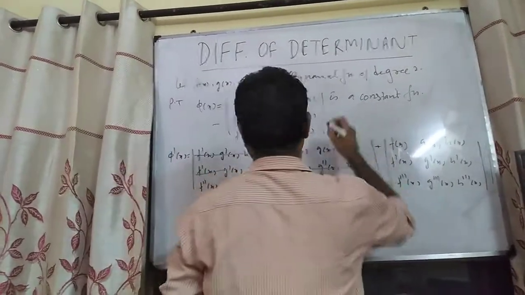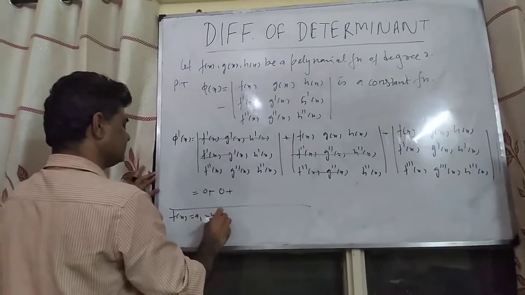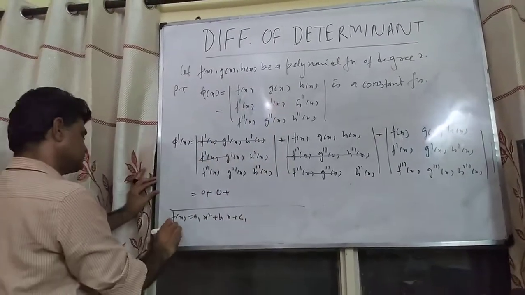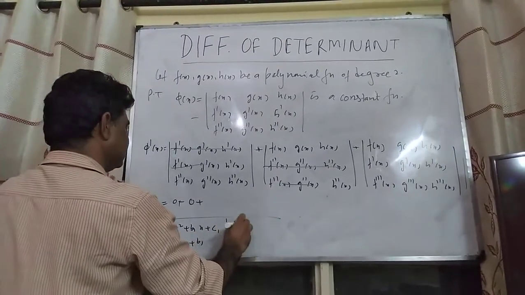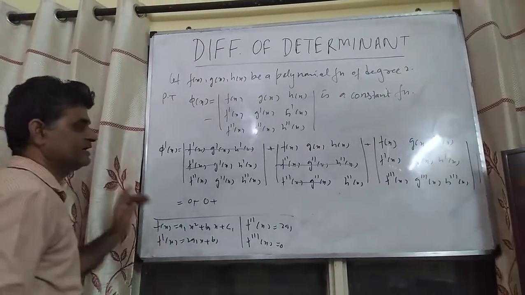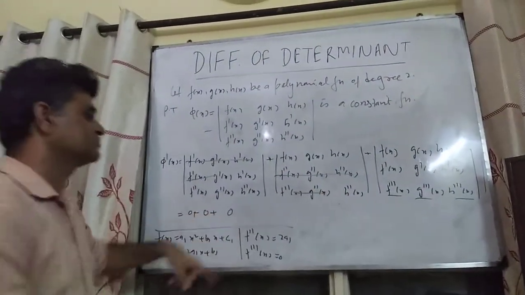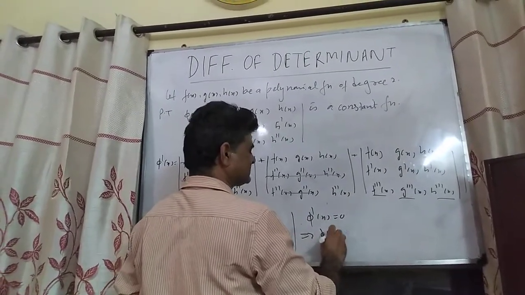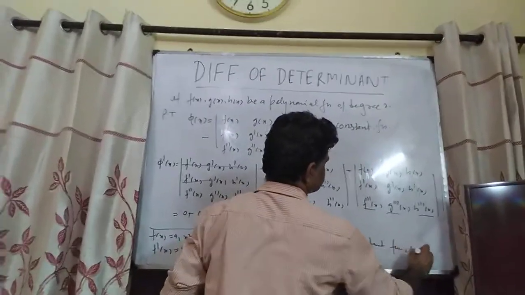Here, just see, if f(x) is a₁x² + b₁x + c₁, we can see it's of degree 2. So f′(x) will be equal to 2a₁x + b₁, then f″(x) will be equal to 2a₁, then f‴(x) will be equal to 0. It means all the elements of that row are equal to 0, so the value of the third determinant is also going to be 0. So we have proved that φ′(x) equals 0. So φ(x) is a constant function. This we have proved.